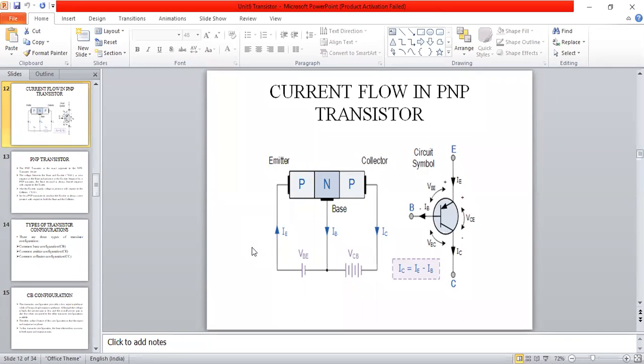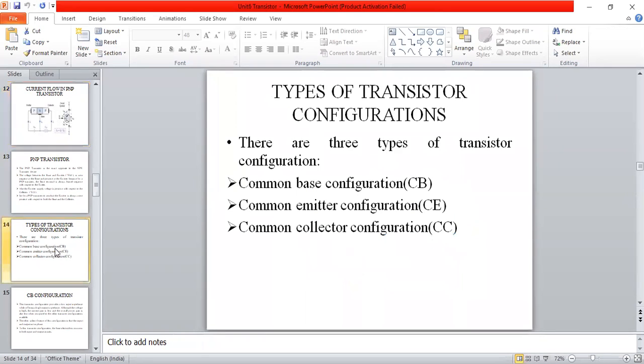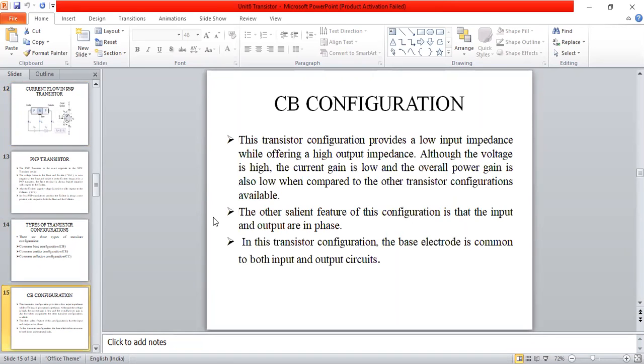It may be a PNP transistor or it may be an NPN transistor. We have to discuss these types of transistor configuration here. Three types of transistor configurations are there: common base configuration, common emitter configuration, common collector configuration. So that is called CB, the common base configuration, we are going to call that one.